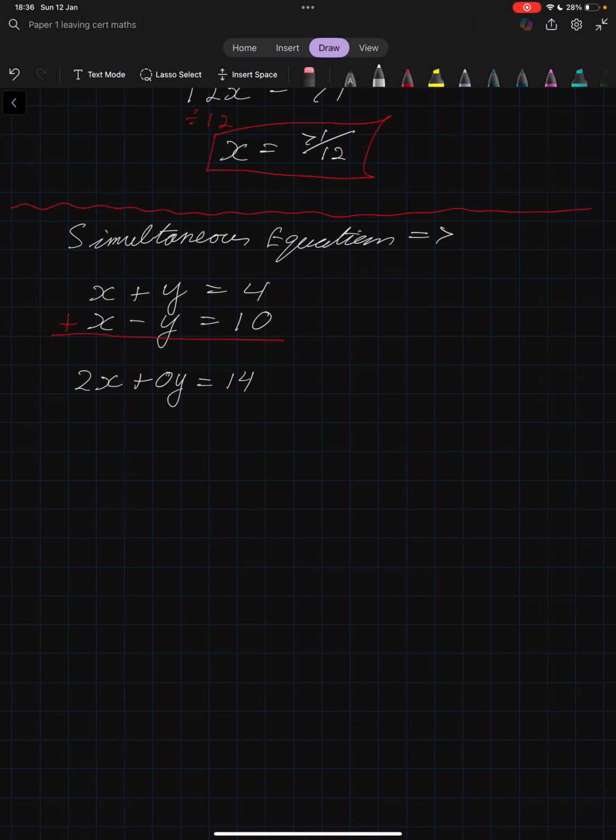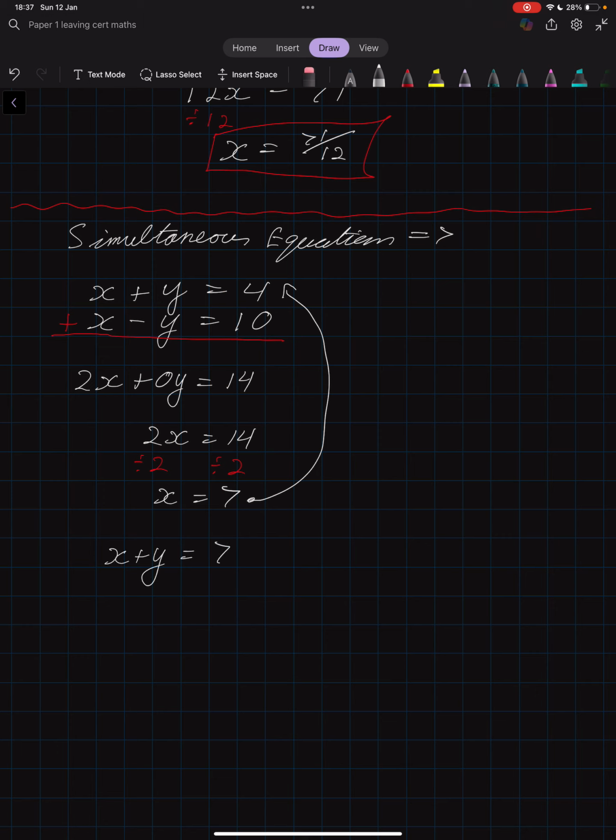I'm going to divide both sides by 2. And I get x equals 7. Okay, so now you plug this back up into one of your equations up here. So I'm going to plug it into the top one. So x is 7. That means that x plus y is the same thing as 7 plus y. And I know this equals 4.